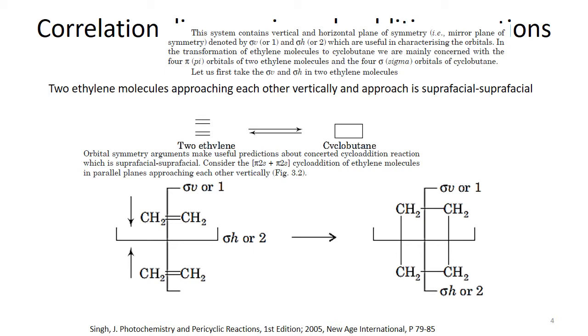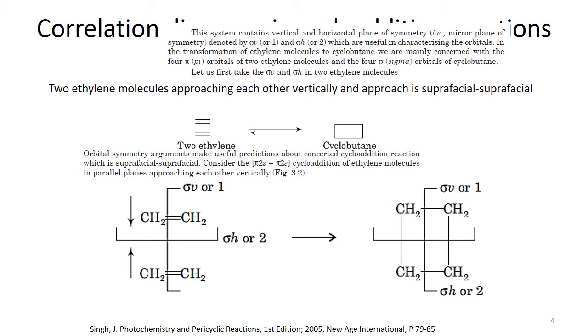So these two molecules approach each other vertically, and the approach is suprafacial. Why they approach vertically, we already discussed in the previous lecture: for a better overlap they have to approach vertically. And why there is only suprafacial interaction, I told you that we shall discuss in the coming lecture. So today we are going to understand why it has to be a suprafacial interaction.